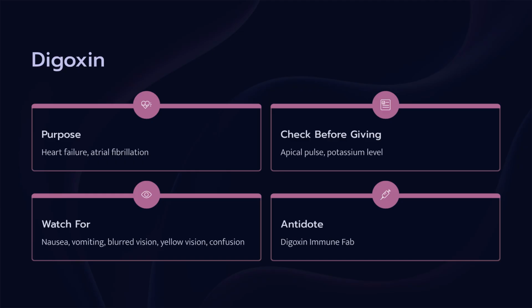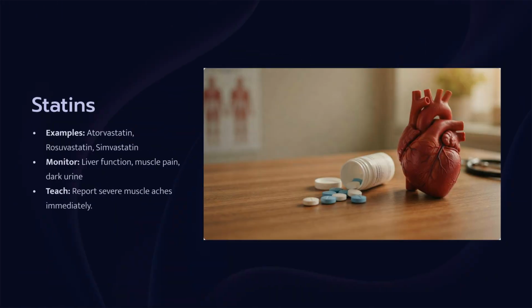Digoxin is used for heart failure and atrial fibrillation. Before giving it, check the apical pulse and potassium level. Watch for toxicity signs like nausea, confusion, or visual disturbances. Digoxin immune fab is the antidote. Statins, such as atorvastatin, are used to manage cholesterol. Monitor liver function and for signs of muscle pain or dark urine. Teach patients to report severe muscle aches immediately, as this could indicate a serious reaction.